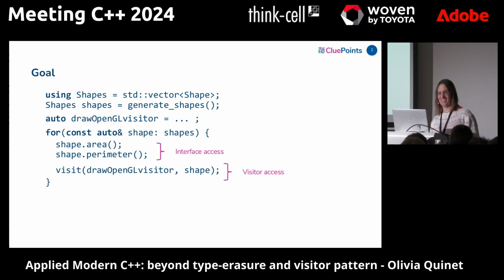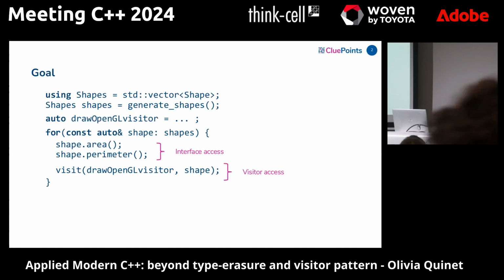So the goal is, in fact, to use the type-erasure pattern and at the same time the visitor design pattern. So we would like to create a vector of shape, and we would like to access some methods coming from the interface provided by the visitor pattern. So in this case, area and perimeter. But we would also like to draw the shape by applying a visitor to each of the shapes that will draw them. So that's the goal. So how can we do that?